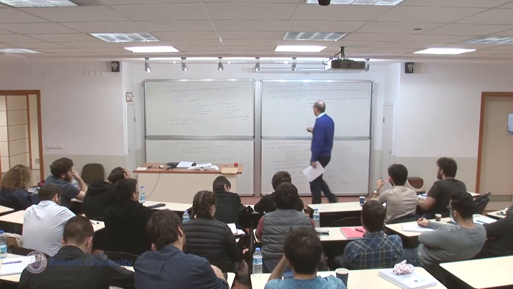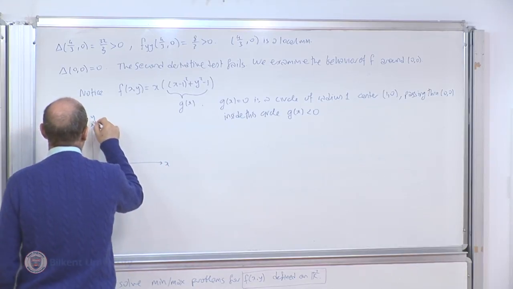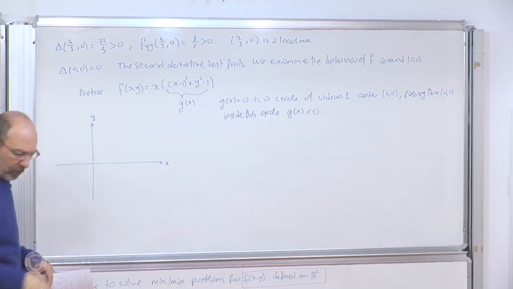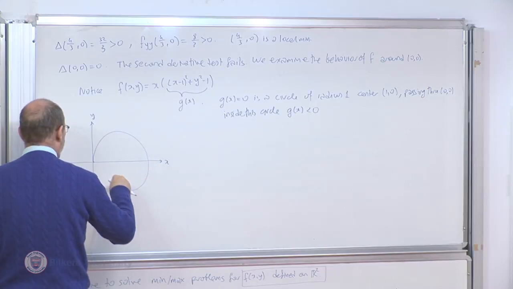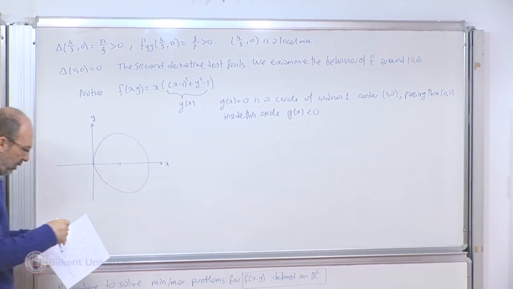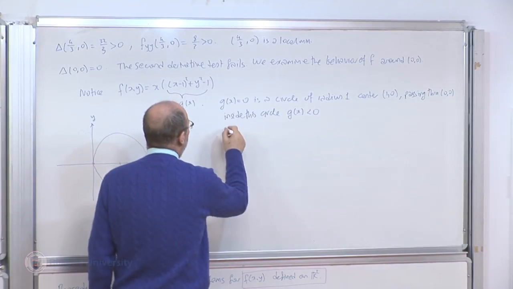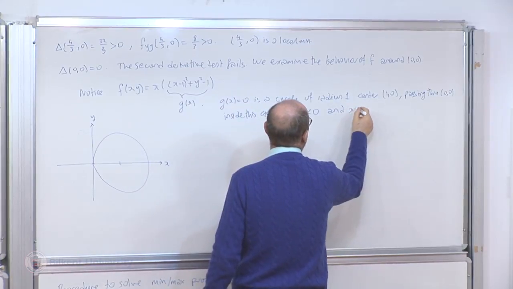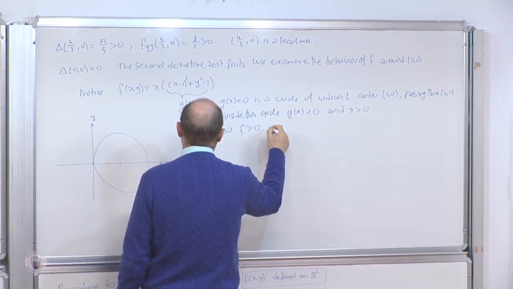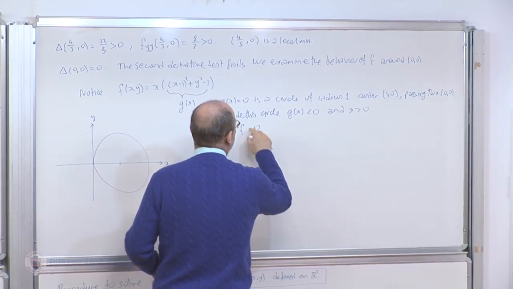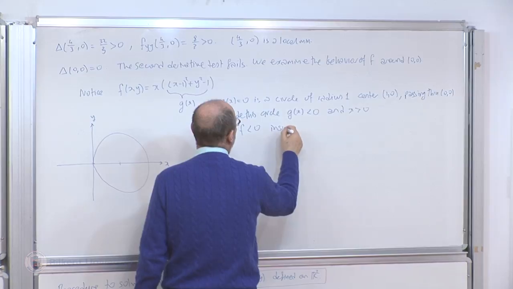Let me draw a picture. Okay, so this is the x and y coordinates. So this is the circle, with center here. Inside here you see g is negative and x is positive. Okay, so f is negative, because I'm multiplying negative by positive. f is negative inside the circle.